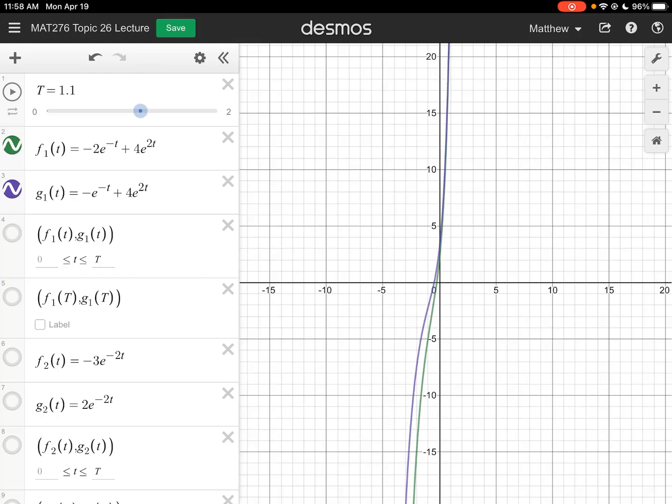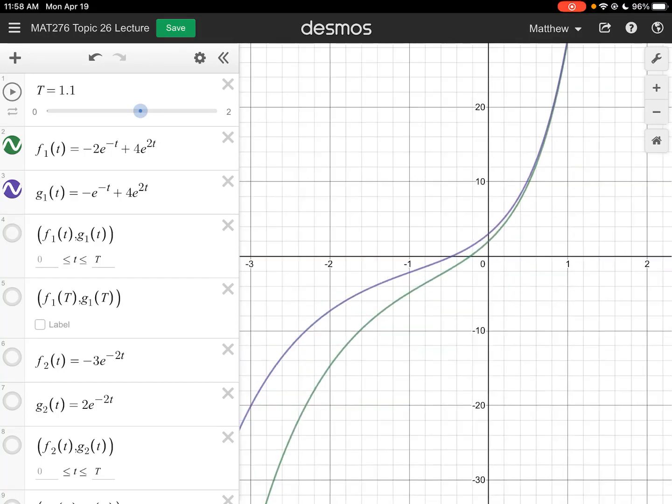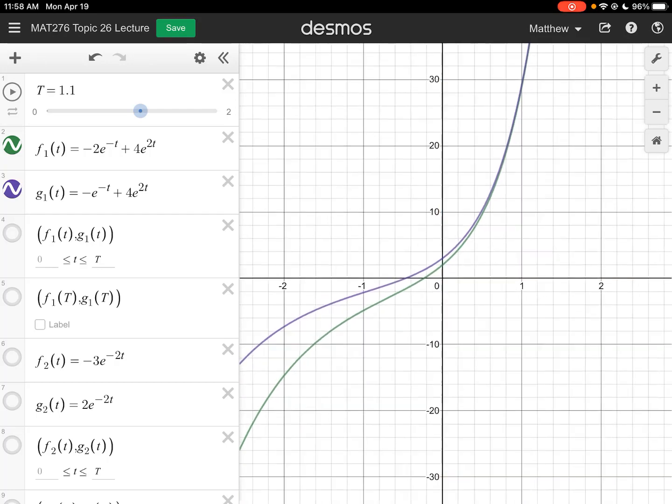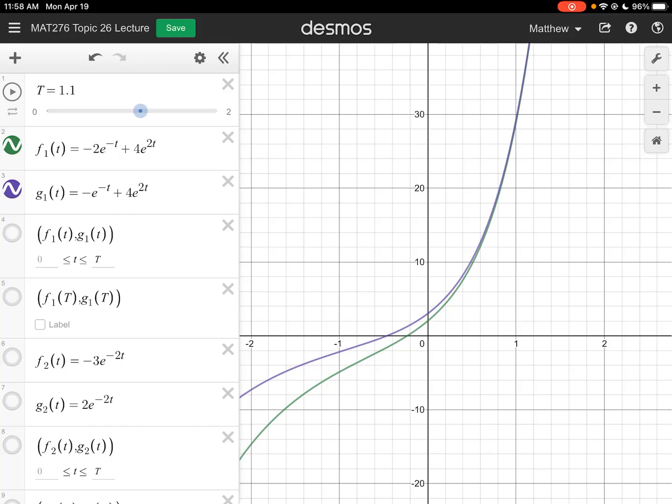Now, on this scale, it doesn't look like much. If I change the scale on some of the axes, and maybe separately, you start to get a sense for what these functions are doing. They appear to be approaching the same curve as we go to the right, and that curve would be 4e to the 2t, which makes sense because the e to the negative t's will approach 0 as t goes to infinity. So both solution curves approach the same asymptotic curve.